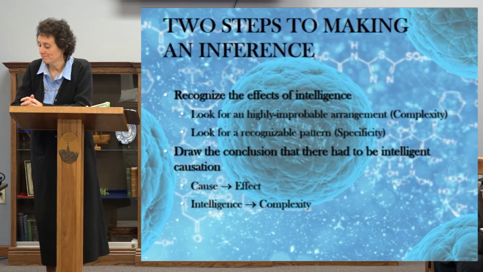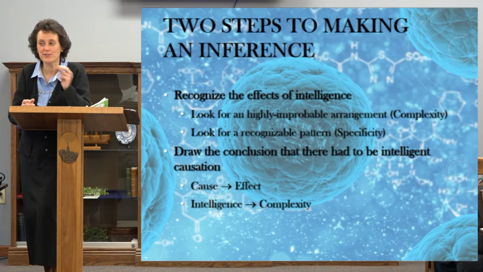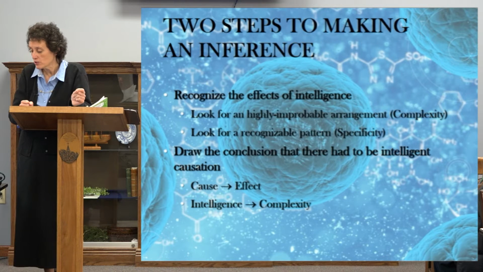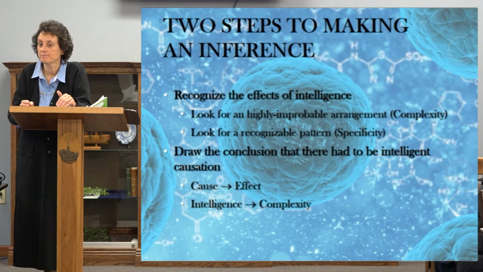There's two steps in making a design inference or any inference. We're going to recognize the effects of intelligence. By now you should know the two effects of intelligence. What are they? Both complexity and specificity. Okay? So we look for and we can recognize the effects of intelligence. So we're looking for a highly improbable arrangement. If we're a cryptologist, we're looking for a highly improbable arrangement.